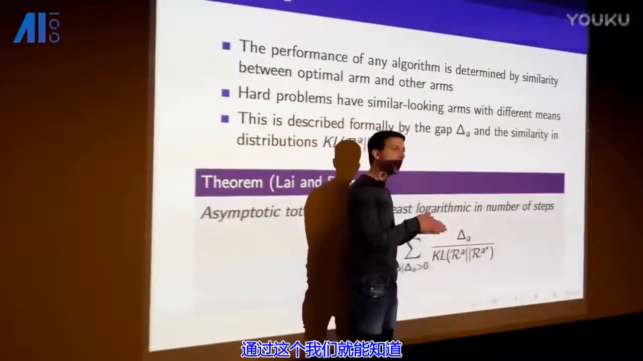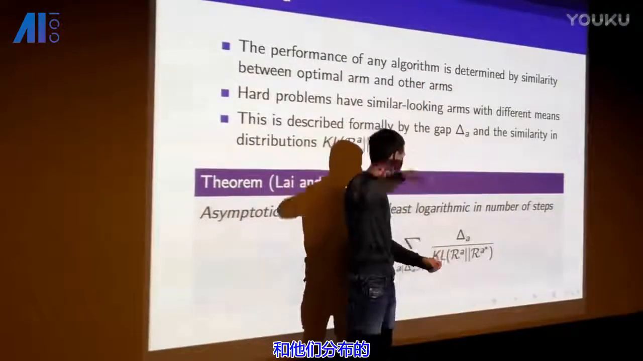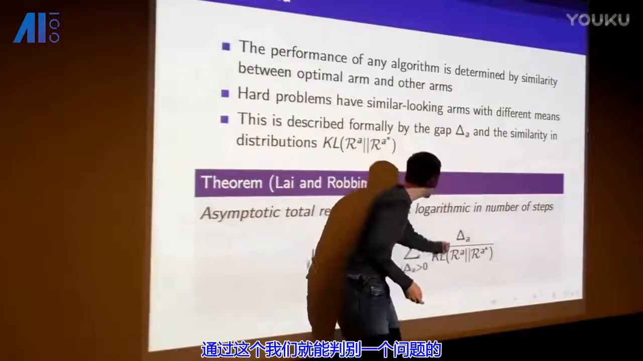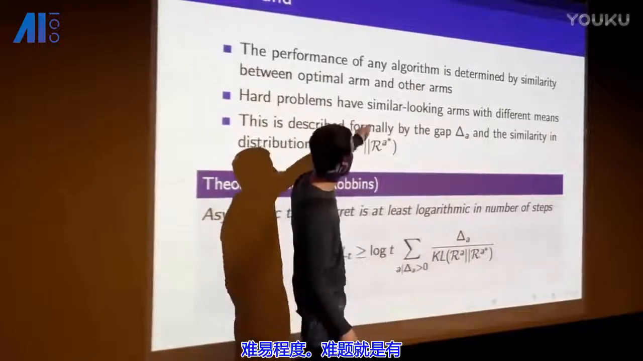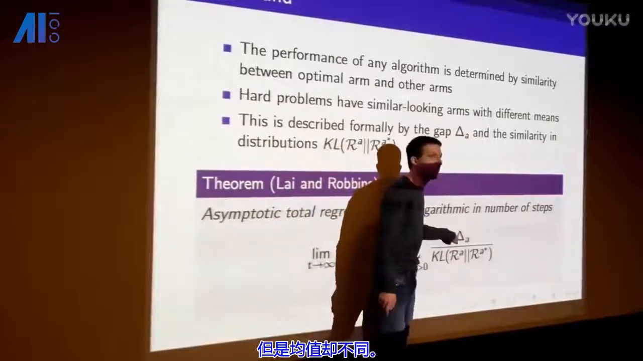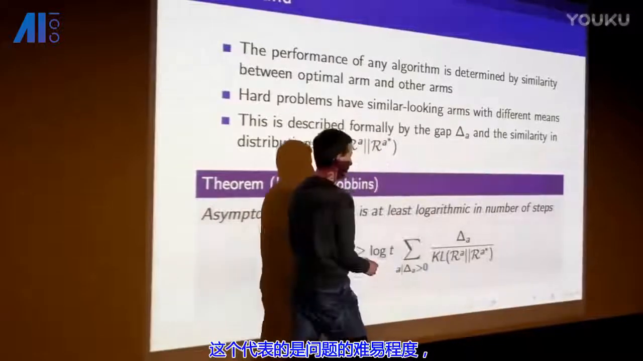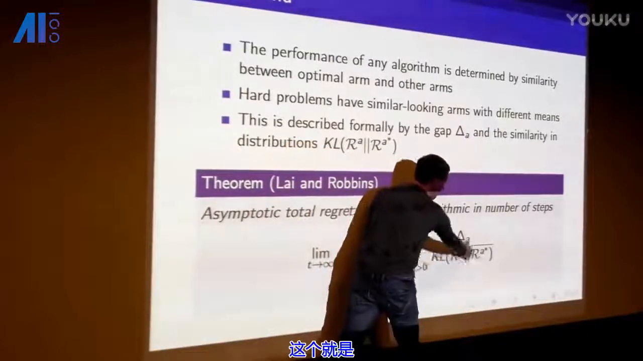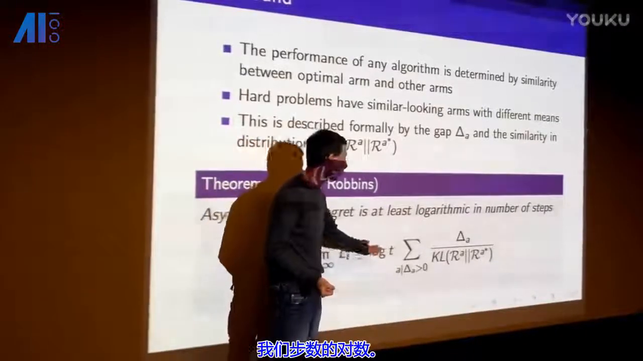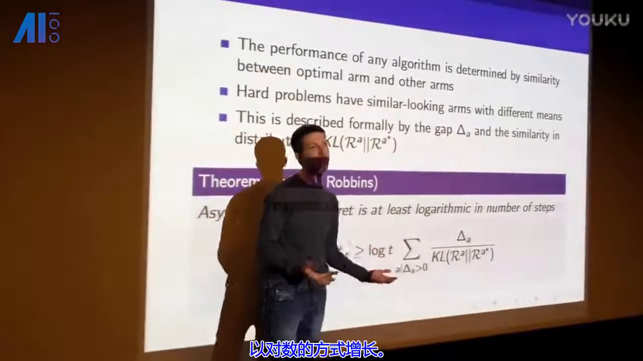So this tells us that the more different the arms are, the more regret will occur, and it's inversely proportional to the difference in the distributions. So this is the term that tells us how hard the problem is. Hard problems have similar looking arms, that's the KL divergence between them, with different means, that's the gap here. This is the hardness of the problem, and it's fundamental to bandits and to exploration. There's this thing which is logarithmic in the number of time steps, so we want to find algorithms which have a regret that's logarithmic rather than linear.